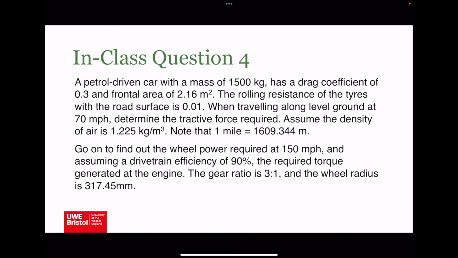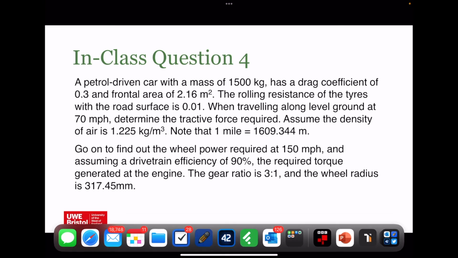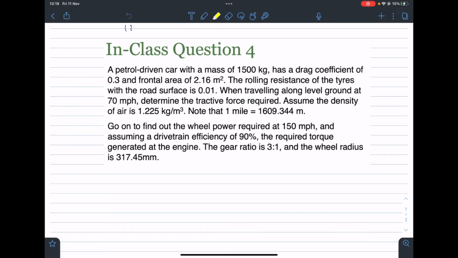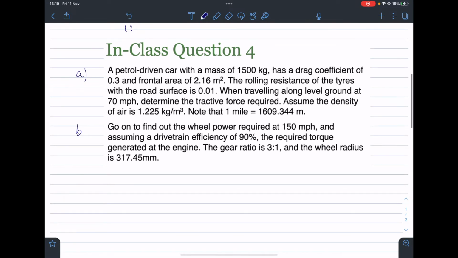Okay, so obviously the tractive force has got to overcome all those resistive forces. Assuming the density of air is 1.225 kilograms per meter cubed, note that 1 mile is 1609. So we'll do part A first, okay? And that's quite straightforward because it covers the stuff we did before. So if I go to here, there's the question. If I divide the question up, we'll call this part A and this part B.